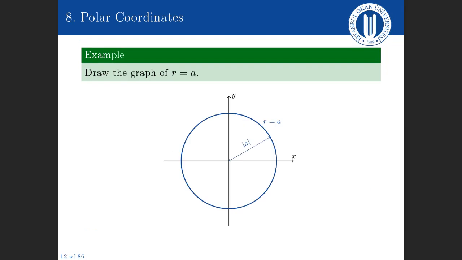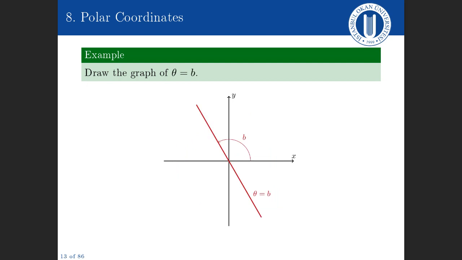Draw the graph r equal to a. r is the distance from the origin and a is a constant. If the distance from the origin to a graph is always the same, then we end up with a circle. And it's a circle of radius absolute value of a. If a is a positive number, we have a radius of a. If a is a negative number, then we have a radius of minus a.